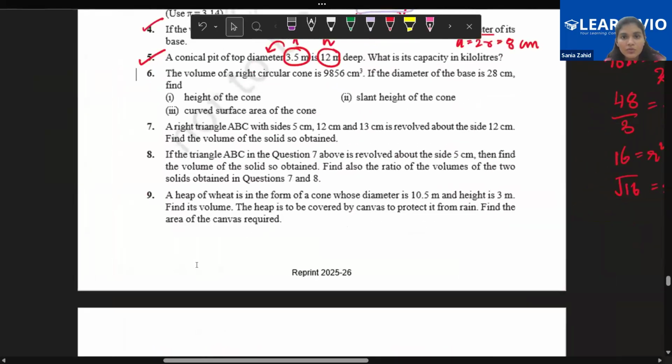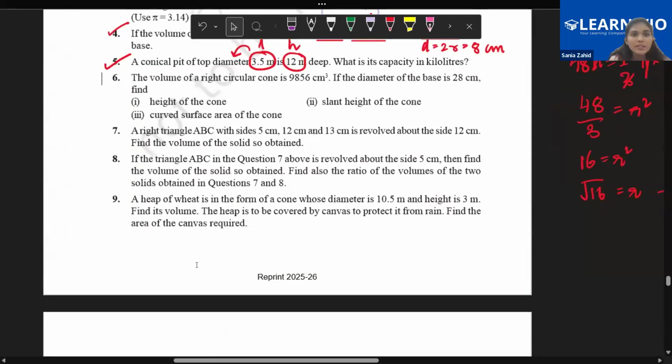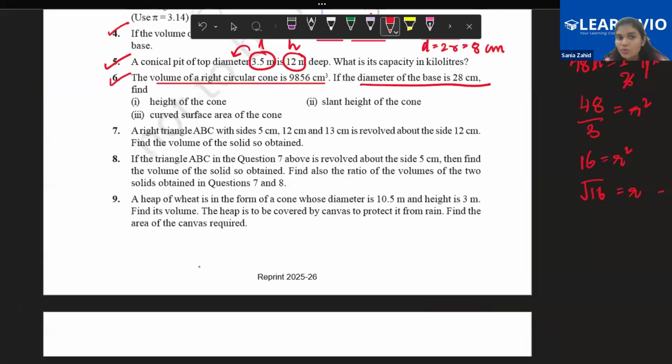So children, let's move to the sixth question. Question number 6 says the volume of a right circular cone is given to you. The diameter is given to you, and you have to find the height, and the slant height. Slant height was L. And you have to find the CSA. Very good question now. Volume and CSA, they are related. Okay, do this question in a stepwise manner.